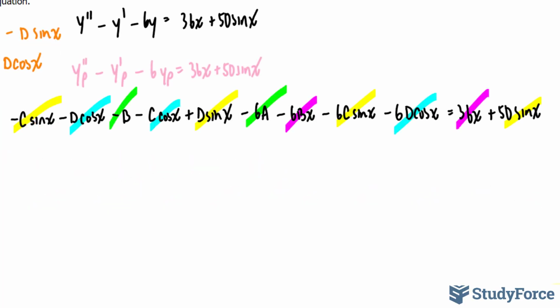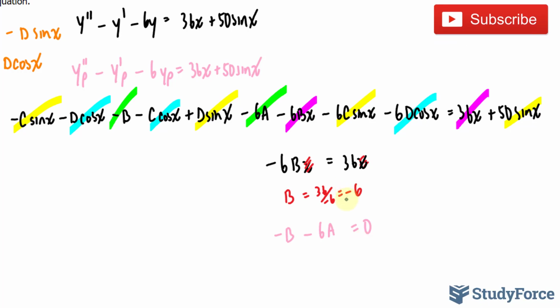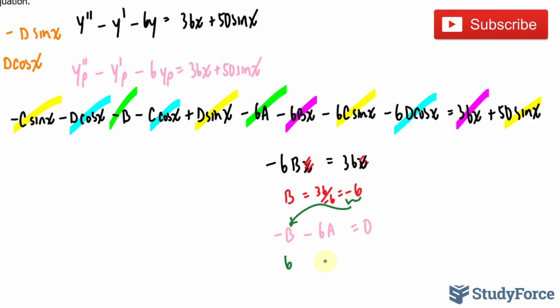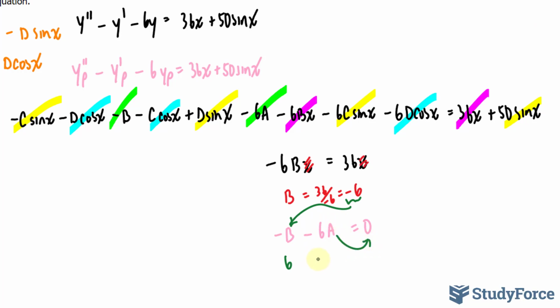Let's start with the easiest, the purples. We have negative 6bx is equal to 36x. We don't have to worry about the x's, they'll cancel out. This leaves us with b is equal to 36 divided by negative 6, and we end up with our b value of negative 6. Next, let's move on to the ones highlighted in green. We have negative b minus 6a is equal to 0. We can replace this negative 6 into there, which makes it positive 6, and bring this term over, which makes it positive 6a. Therefore, a is equal to 1.